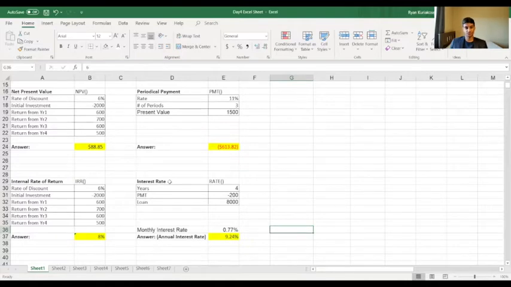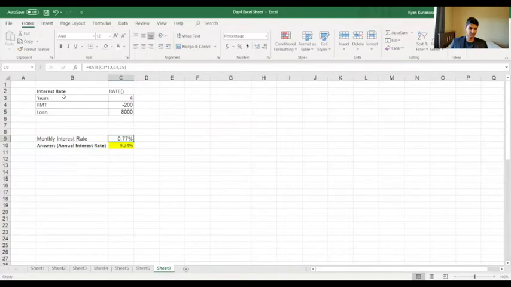And finally, if we look at the interest rate question, we can see that this question is essentially asking what the interest rate would be if you have an $8,000 loan and you're willing to pay back $200 per month. And this is $200 per month because you can't physically pay back an $8,000 loan by paying $200 a year over 4 years. That would be impossible. You'd pay $800 at the end of the 4 years.